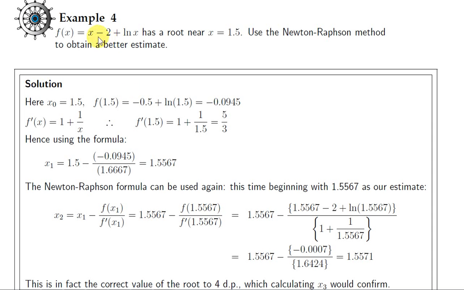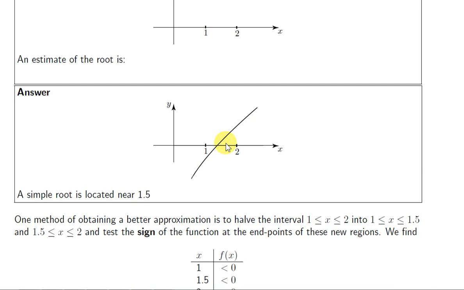In the last video we looked at a derivation of the Newton-Raphson method for finding the root of a function. We also looked at this example here. Here is a graph of the function. We saw that there is a root between 1 and 2.